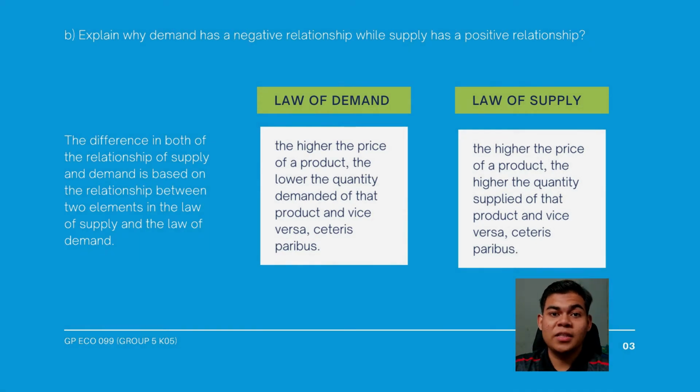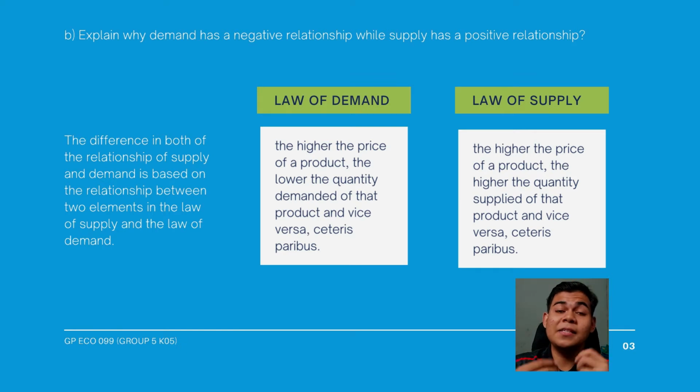Moving on to the second question. The question says, explain why demand has a negative relationship while supply has a positive relationship. The difference in the relationship of supply and demand is based on the relationship between two elements in the law of supply and the law of demand. First, demand has a negative relationship because the law of demand states that the higher the price of a product, the lower the quantity demanded of that product, and vice versa, ceteris paribus. Therefore, price and quantity demanded have a negative relationship.